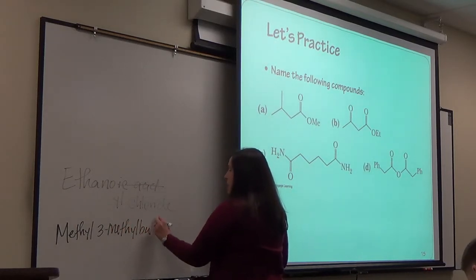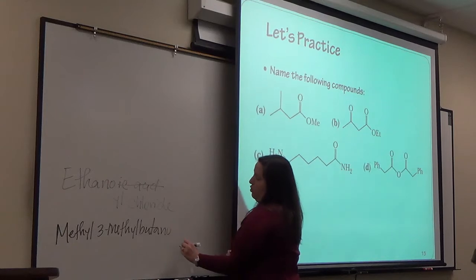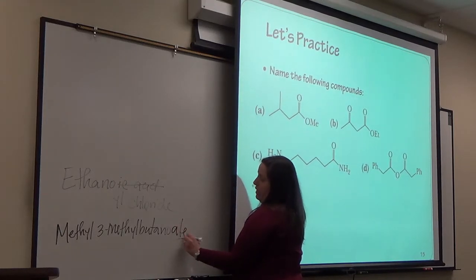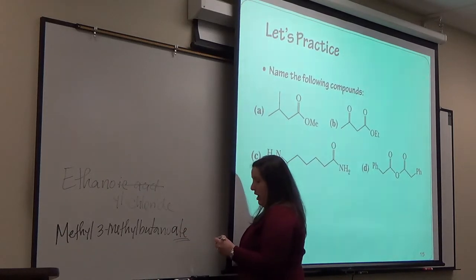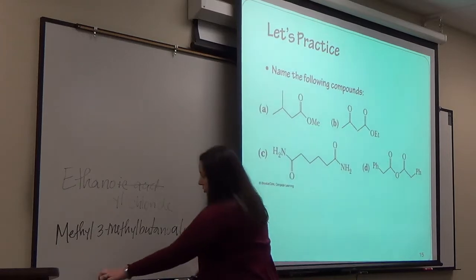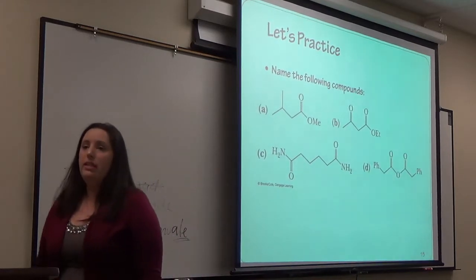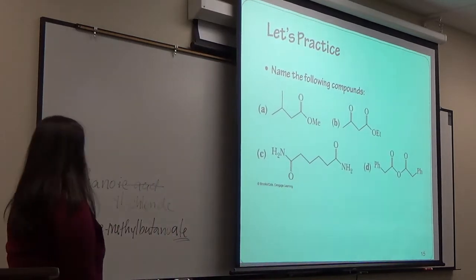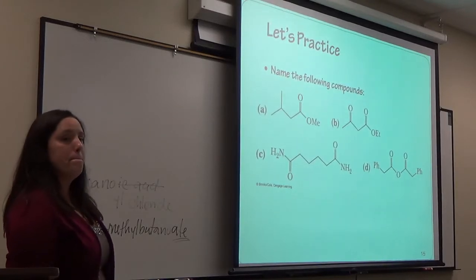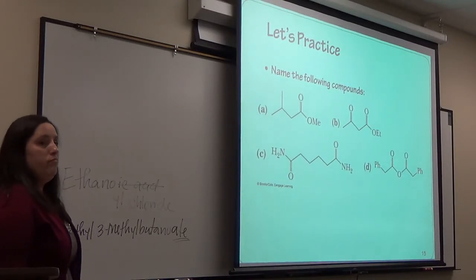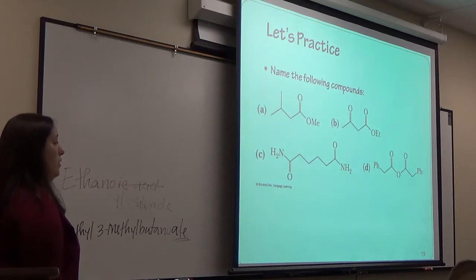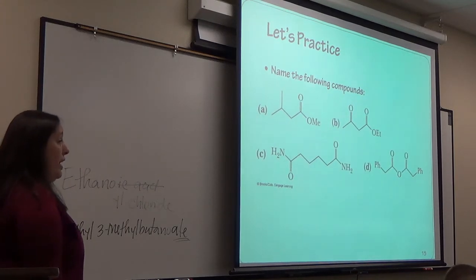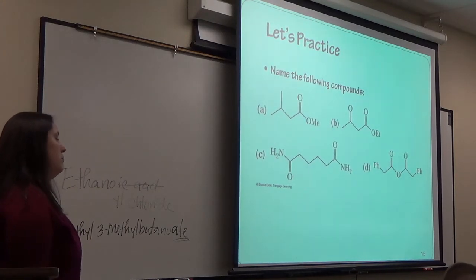And then it's butano, you keep the O, and you add ATE. What's the ending for an ester? The suffix for an ester is ATE. So you name the part coming off the O, methyl, first. The O stays, you just drop the ic acid. That's how the naming is.